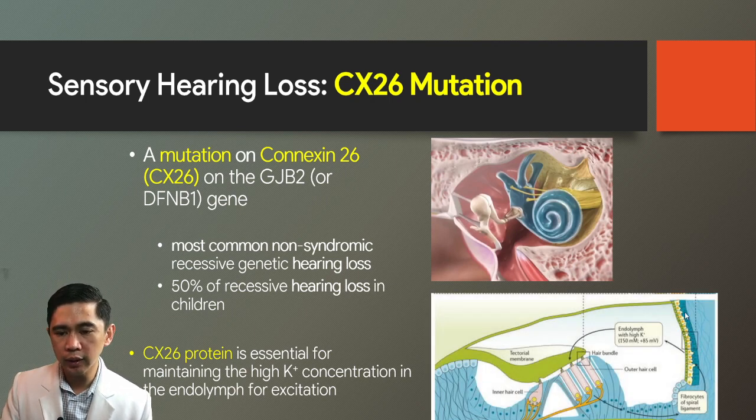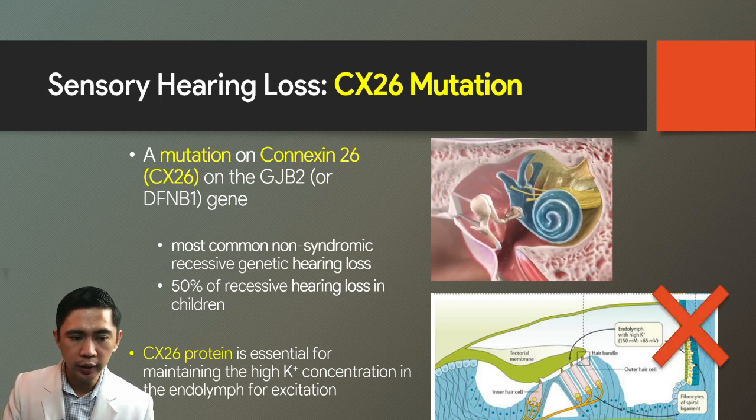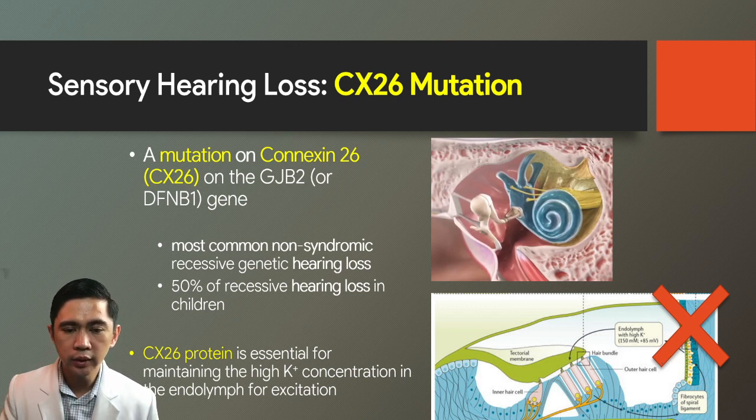So remember the stria vascularis earlier that pumps out potassium in order for the endolymph to remain positive? If you don't have the CX26 protein, the stria vascularis cannot maintain that high potassium concentration, and thus there will be problems in the endocochlear potential.